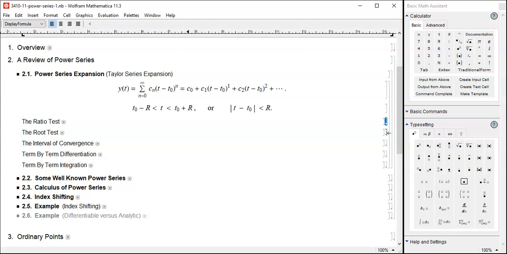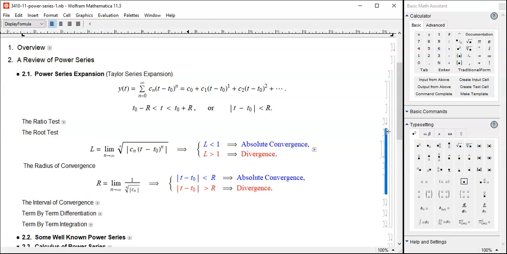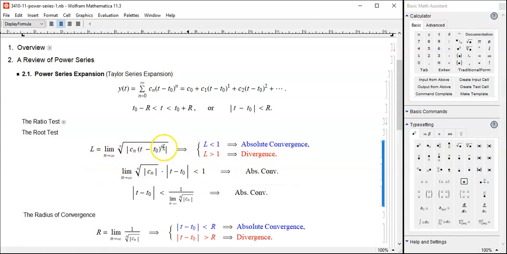Another way to get the same thing is through the root test. Take the root test, the nth root of the nth term, and if the limit of the root is less than 1, then we have absolute convergence. Greater than 1, we have divergence. Now, how do you get capital R, the radius of convergence here? Here, the nth power and nth roots cancel each other out for the t part here.